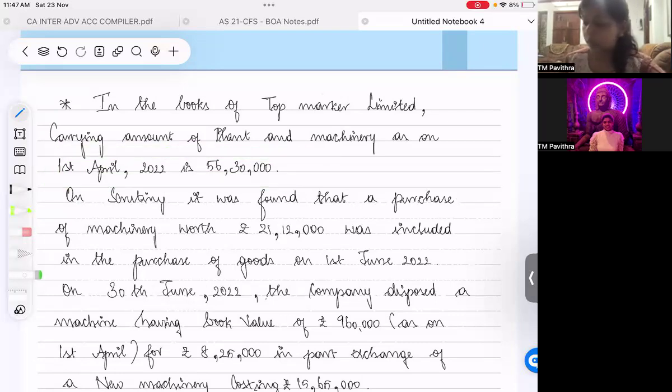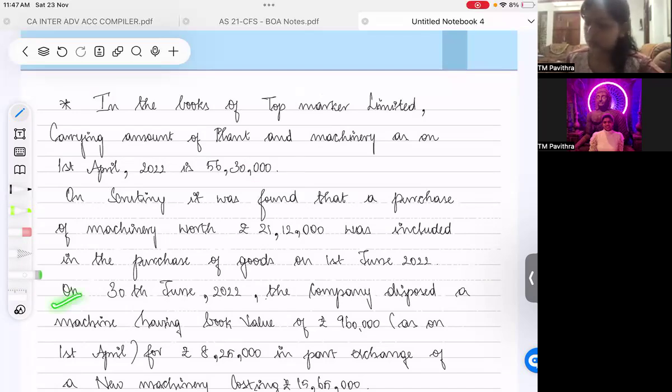On scrutiny, it was found that a purchase of machine worth rupees 21,12,000 was wrongly included in the purchase of goods on 1st June 2022. So we have purchased machinery worth rupees 21,12,000, but this is being included in the value of inventory, which is wrong. So we will have to add it back to the value of our plant and machinery.